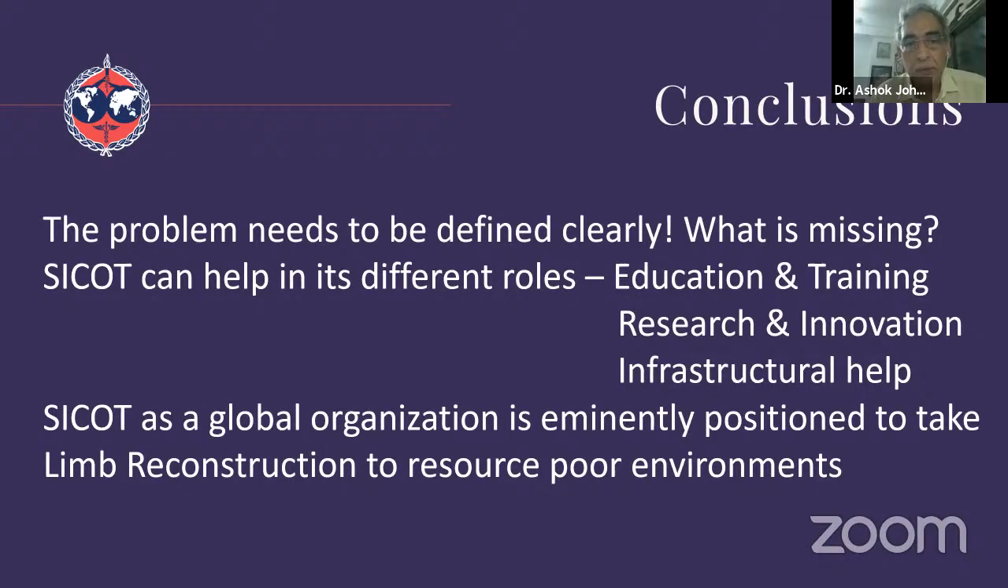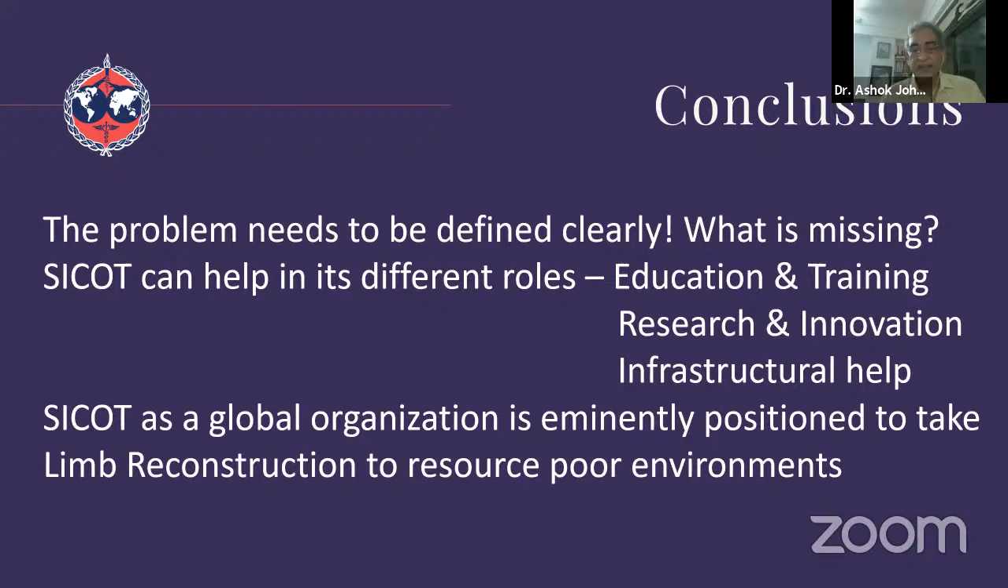So to conclude, the problem needs to be defined clearly. What is missing? We need to know what is missing. CCOT can help in its different roles, whether education and training, research and innovation, or infrastructural help. CCOT as a global organization is eminently positioned to take limb reconstruction to resource-poor environments.